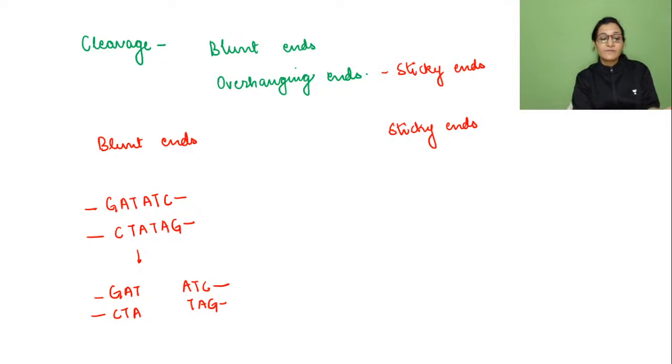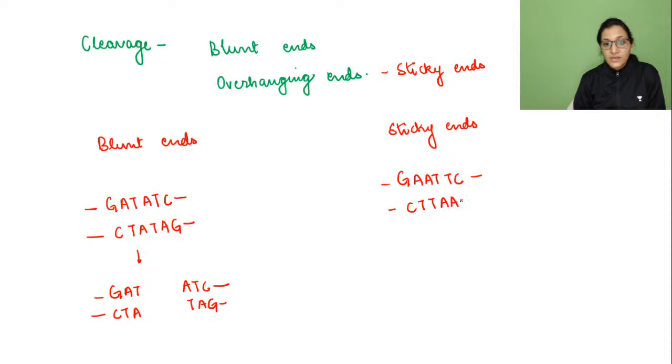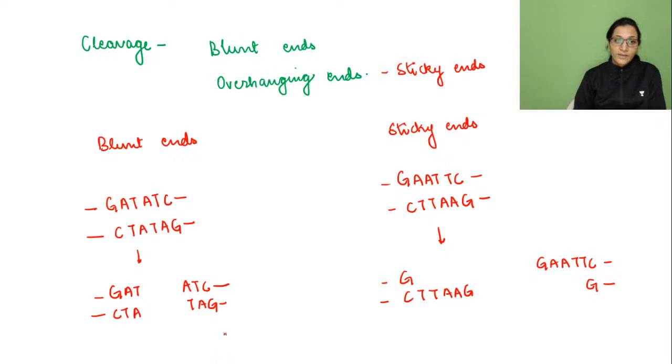Now for the same thing, if we go for a sticky end, let us draw the sequence: GAATTC, CTTAAG. So how is it going to look? The sticky ends will look like this. This is how the sticky ends are going to look, and this is how we have seen some of the restriction enzymes.